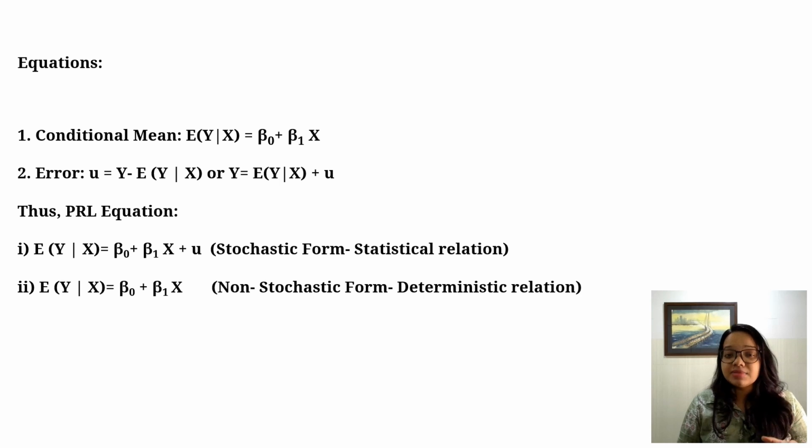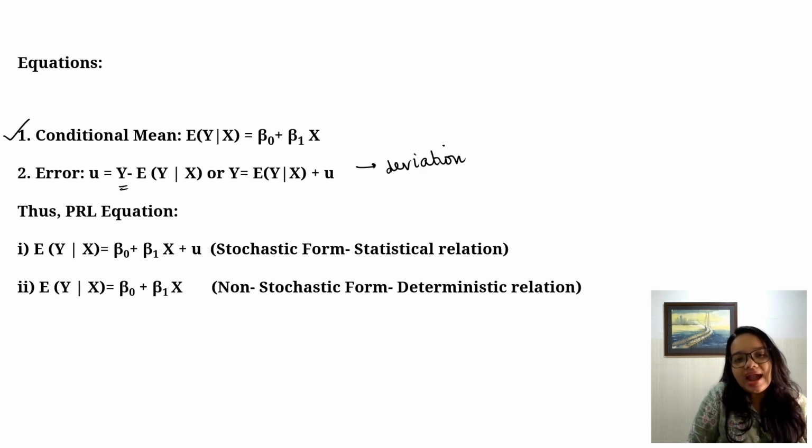So these are the summaries of all the equations that we saw in the last two slides of population regression. You had the conditional mean, which is the expected value of y for a given value of x. In our case, it was expected salary for given years of work experience. It is beta naught plus beta 1 x. And the error is the deviation or the difference between actual and expected.